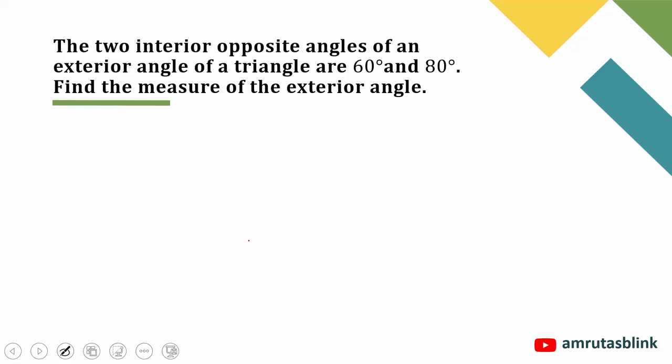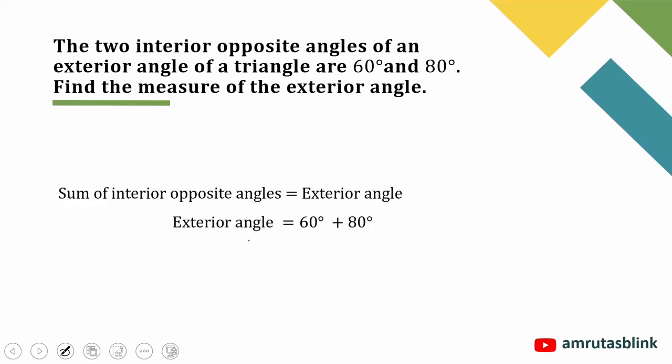The two interior opposite angles of an exterior angle of a triangle are 60 degrees and 80 degrees. Find the measure of the exterior angle. Now we are aware the exterior angle is equal to the sum of interior opposite angles. Here two interior angles are given, 60 degrees and 80 degrees. Hence the exterior angle is equal to 60 degrees plus 80 degrees, which is equal to 140 degrees, our final answer.